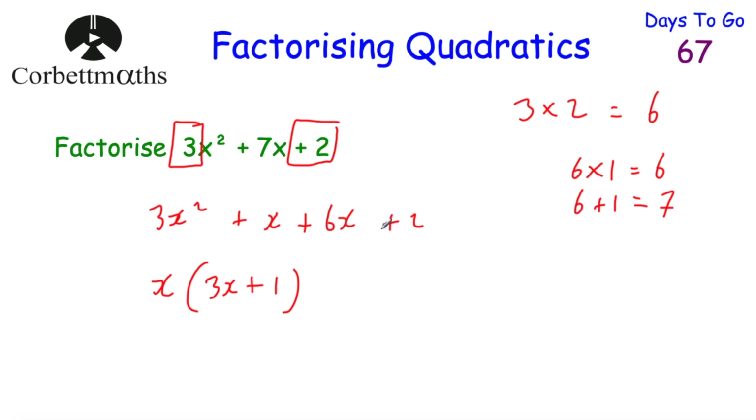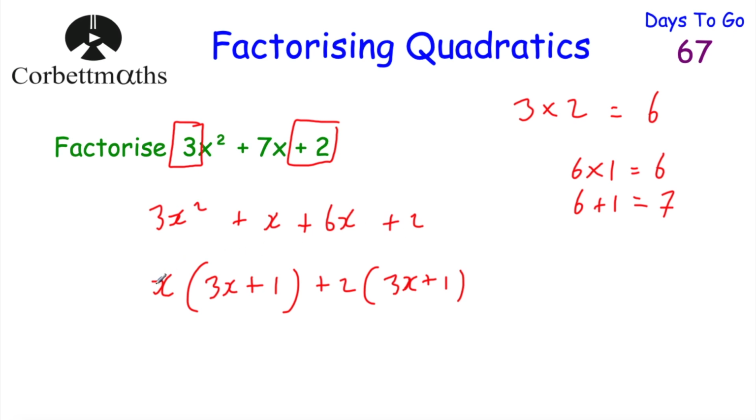And then if we factorize our next two terms, we've got 6x plus 2. Well, we could divide both of those by 2, so we write plus 2, and then in brackets 3x plus 1. And you'll notice we've got the same bracket, and whenever you're using the split in the middle technique, you should get the same thing in both of those brackets.